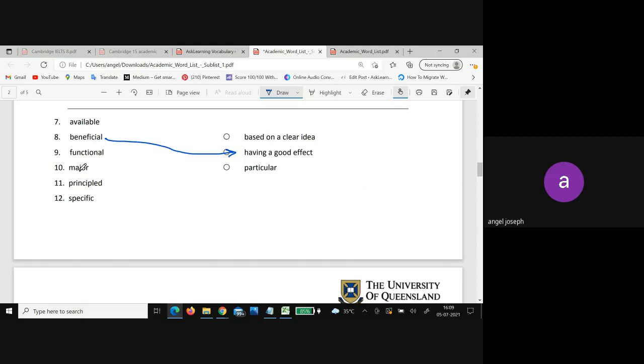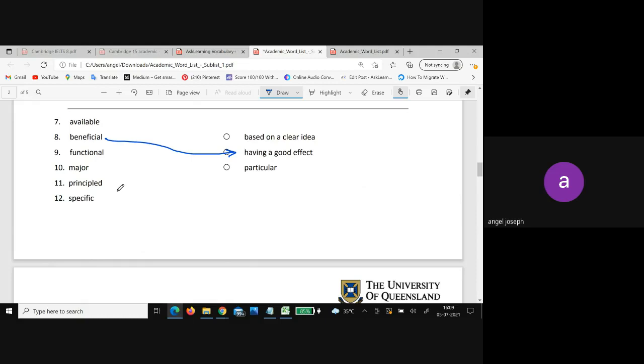Major. Major, major. No, it's not there. Fine. I agree. It is correct. Major, major. The major effect, the main effect. Are all the meanings there here? Yes, no? No. Okay, great. Look at the next one.